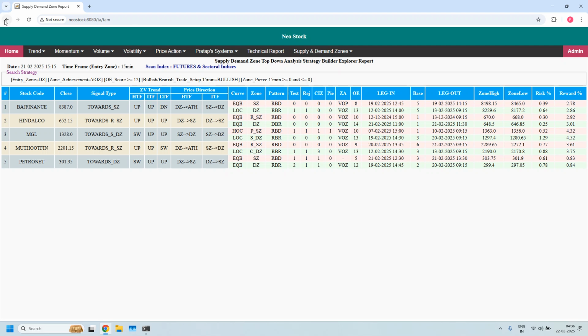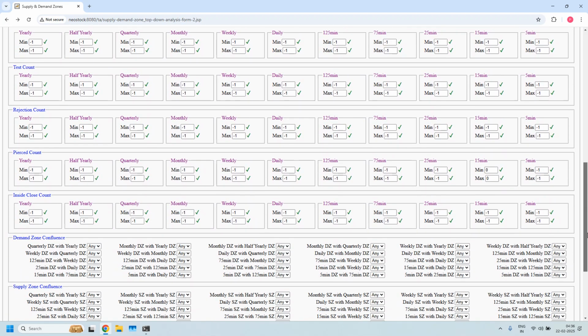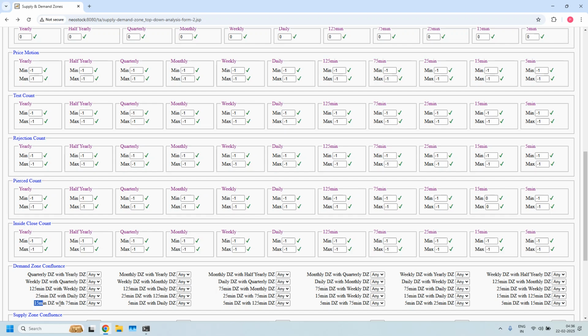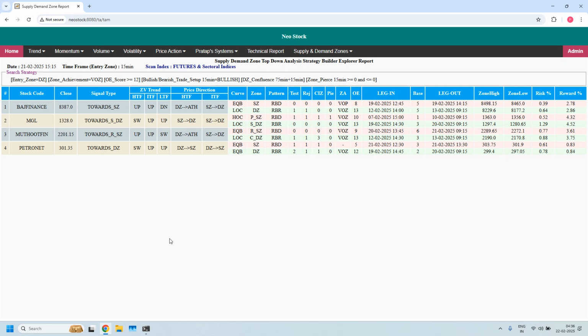First filter is LTF, ITF, demand zone confluence, that is 15 minutes and 75 minutes demand zone confluence. I enabled the filter applying for those 5 stocks. Out of 5, these 4 stocks are filtered. That means in these 4 stocks, these 15 minutes demand zones are overlapped with 75 minutes demand zone, and 75 minutes trend is uptrend in all these stocks, ITF trend. If any of these 75 minutes demand zones are having daily EMA confluence, then those stocks could be having even more higher success rate. I mean higher probability to get the success.